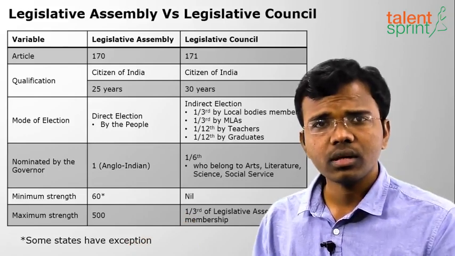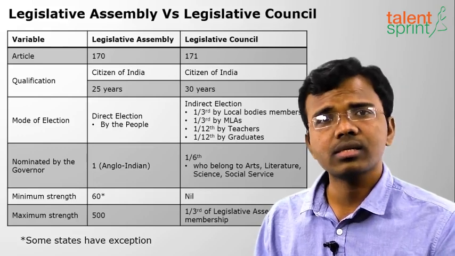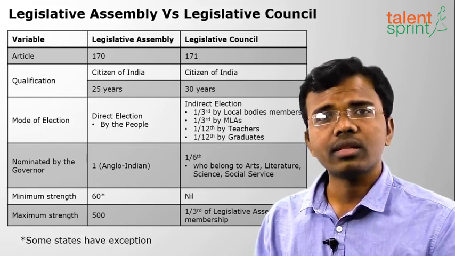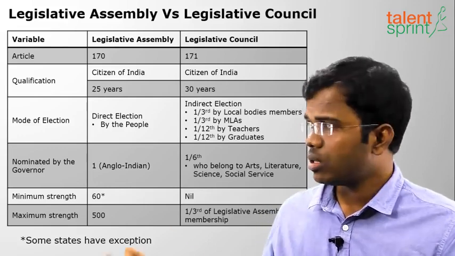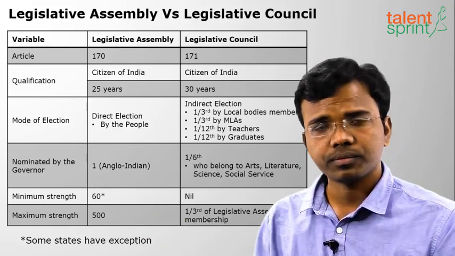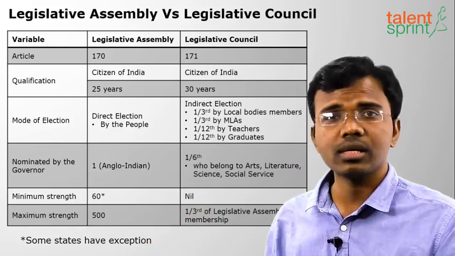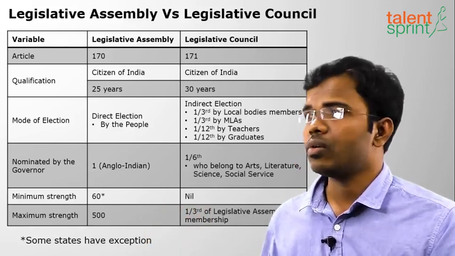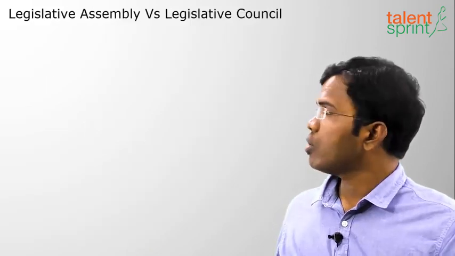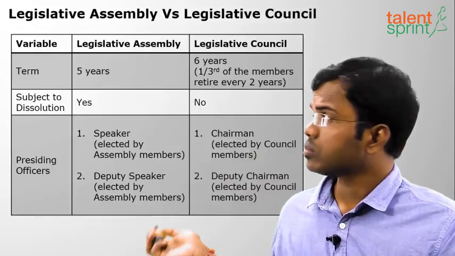Suppose the number of MLAs in the assembly is 120. So 1/3 of 120 is 40. So 40 is the maximum strength of the council. So the maximum strength of a council is 1/3 of the total membership of the legislative assembly. Moving on to the further comparison.